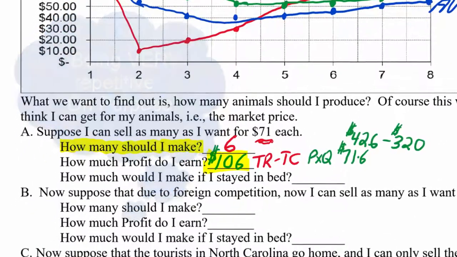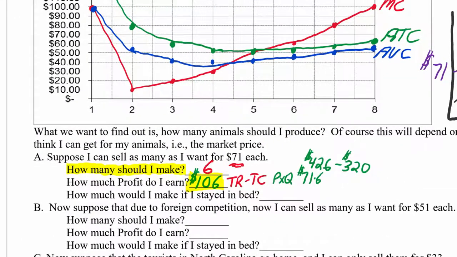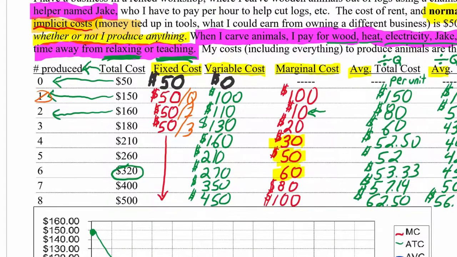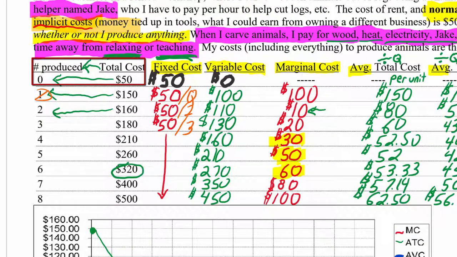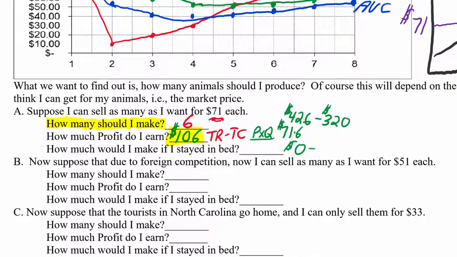Now let's ask kind of a silly question here. What if we decided today that we didn't want to go and do any of this? We didn't want to go produce any chainsaw animals, and we just wanted to stay in bed. How much would our profit be? Well, our total revenue, price times quantity, would be 0. But we have to subtract off our total costs. How much are our total costs if we produce 0 units and we just stayed in bed? Oh, 50. So if we decided to stay in bed, we wouldn't make 0 profit. We would make 0 minus $50. We would actually lose $50 there.